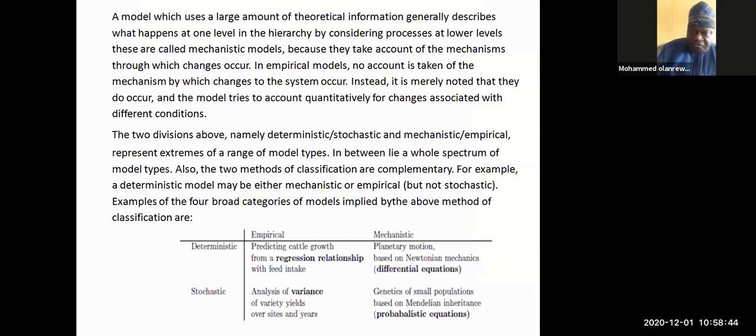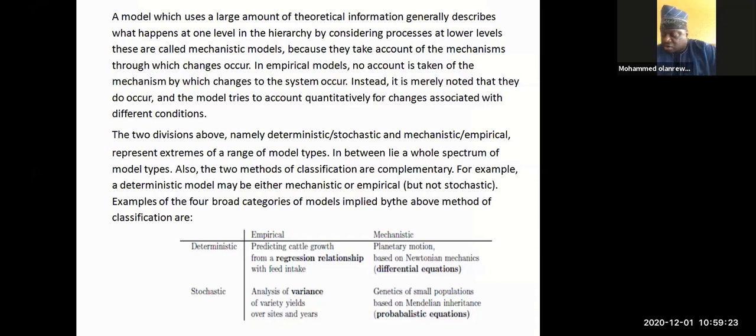The two divisions above, namely deterministic, stochastic, and mechanistic, empirical, represent extremes of a range of model types. In between lie a whole spectrum of model types. Also, the two methods of classification are complementary. For example, a deterministic model may be either mechanistic or empirical but not stochastic. Examples of the four broad categories of models implied by the above classification are as follows.